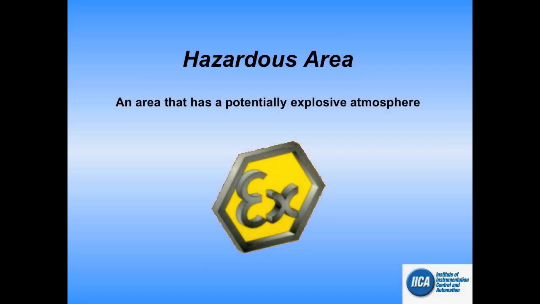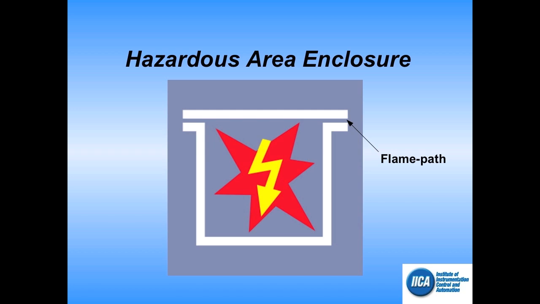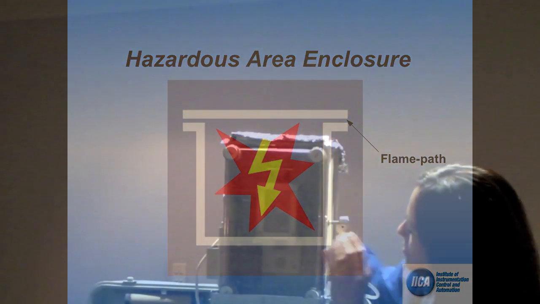In the next example, we'll look at one of the various types of hazardous area instrument enclosures. This particular enclosure is designed to have a flame path where fire is able to travel through if combustion were to occur inside. By travelling through this flame path, the fire should have cooled sufficiently to avoid providing a source of ignition by the time it reaches outside the enclosure.